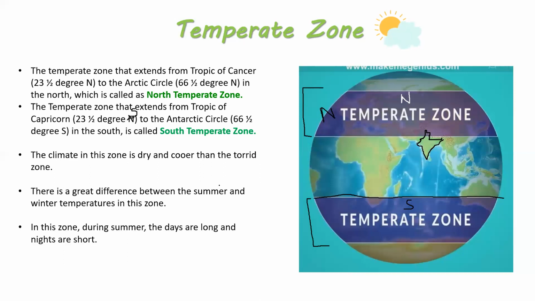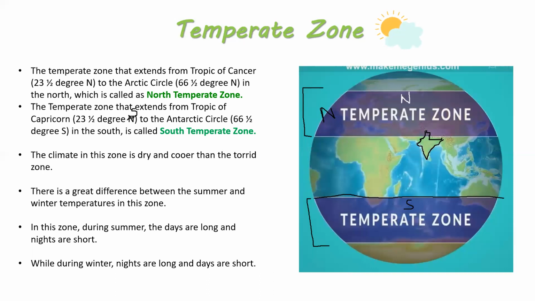Okay. In this zone, during summer, days are long and nights are short. We have already read about this in our previous chapter, that during the summer the days are long, which is called the summer solstice. And during the winter, nights are long, which is called the winter solstice. Isn't it? Okay.